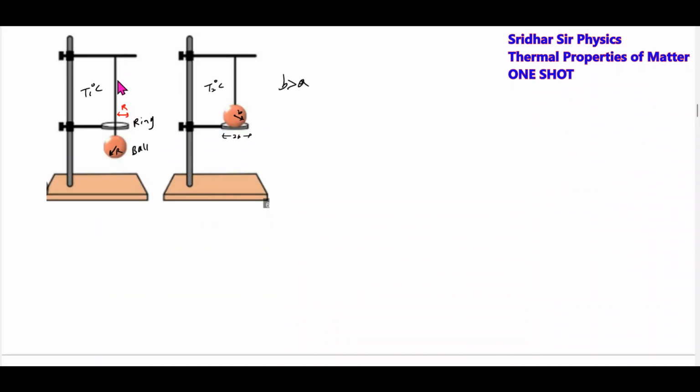Next, this particular ball is just able to pass through the ring at temperature T1 degrees Celsius. Then I'll increase the temperature. Now the ball is unable to pass through it. The reason is that the ball will expand more than the ring, so alpha of the ball is greater than alpha of the ring. So here, B, the radius of the ball, equals R into 1 plus alpha of ball delta theta.